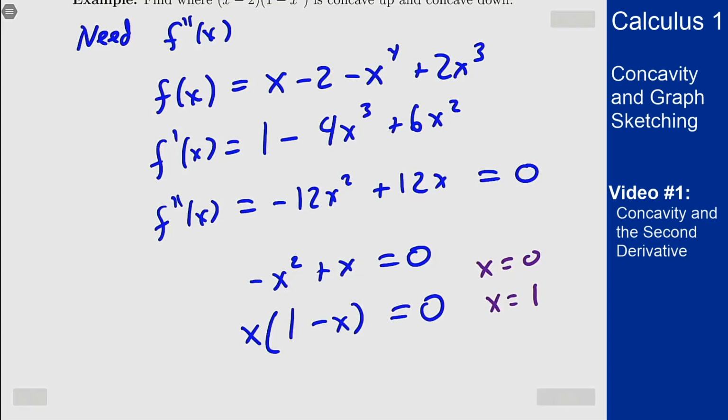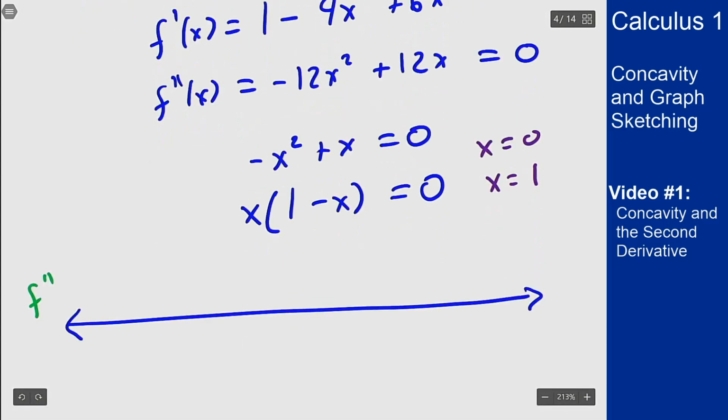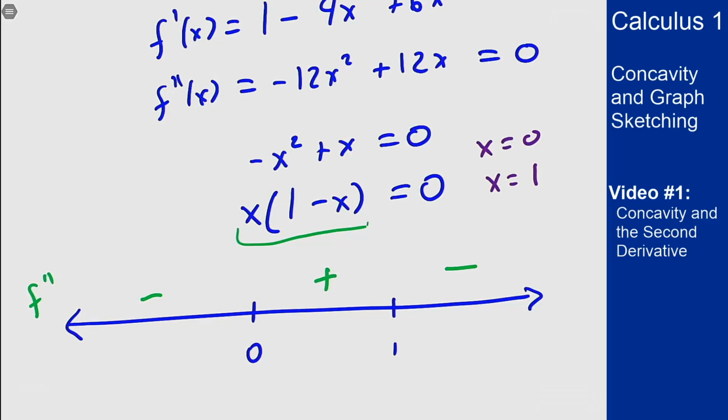We can again draw a number line here for f double prime to figure out where it's positive and negative. We know the points we have to mark are 0 and 1. I can just plug into my second derivative here. If I plug in 1/2, I get a positive number. And I'll get a negative number on the two outsides, plugging in minus 1 and 2. So then I know that I am concave down wherever I see a minus sign and concave up wherever I see a plus sign.